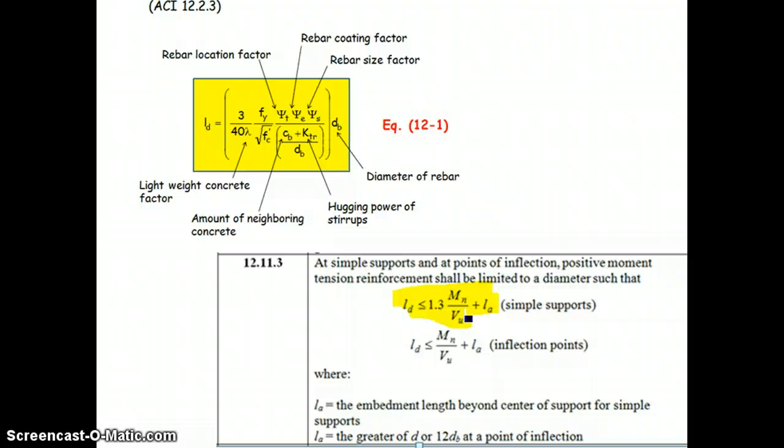Vu is the shear strength given the particular loading case we're checking against. In part H, it happened to be the M positive max loading case, and we just need to make sure if this holds true. In reality, if this didn't hold true, what we could do is use smaller and greater numbers of rebar to decrease the development length.